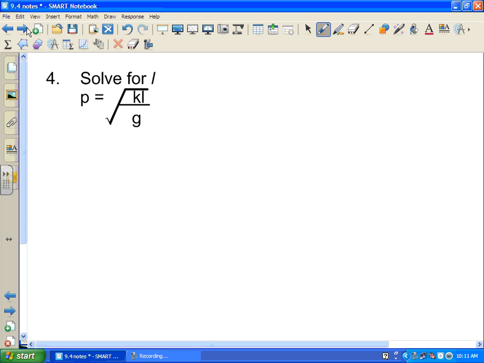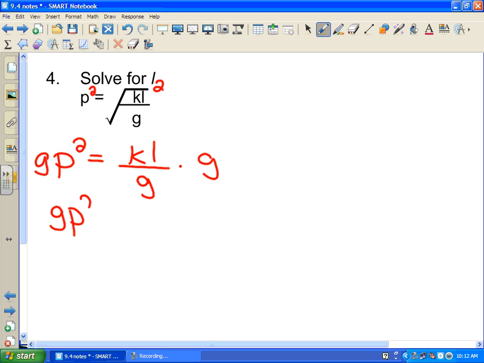When you solve for L, it's KL over G, square root, equals P. Anyone know what you would do first on this problem? Let's square both sides. Always just doing the opposite, trying to undo the problem. Okay, so you have P squared equals KL over G. Multiply by G. Why does that help us? This is a fraction, so G P squared equals KL.